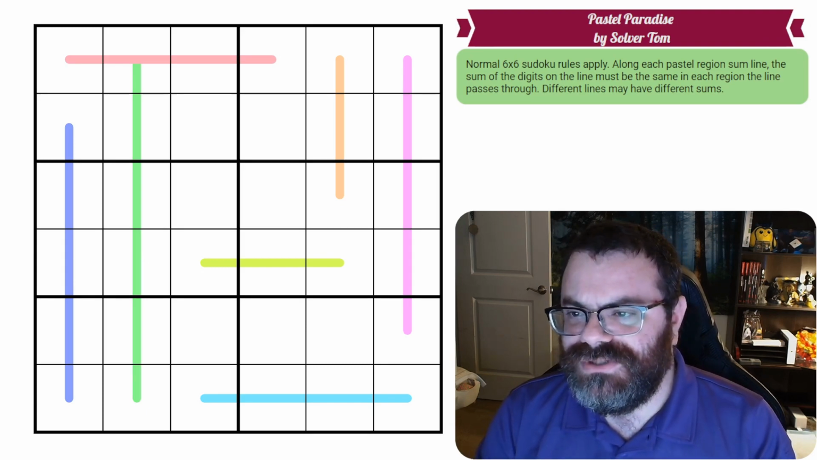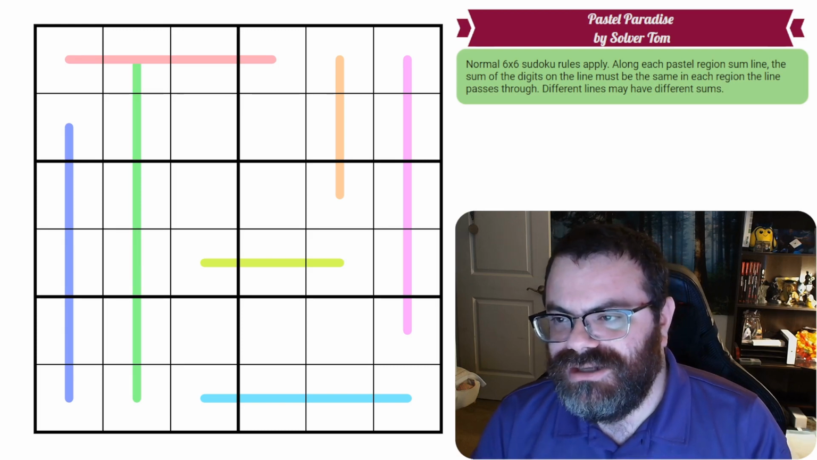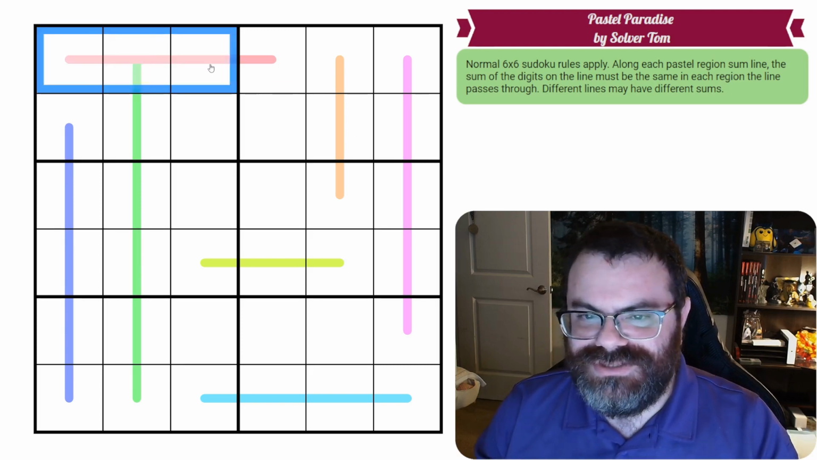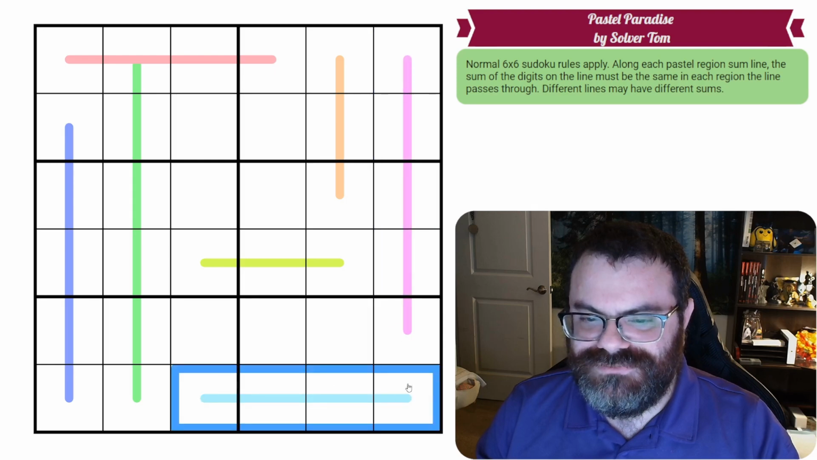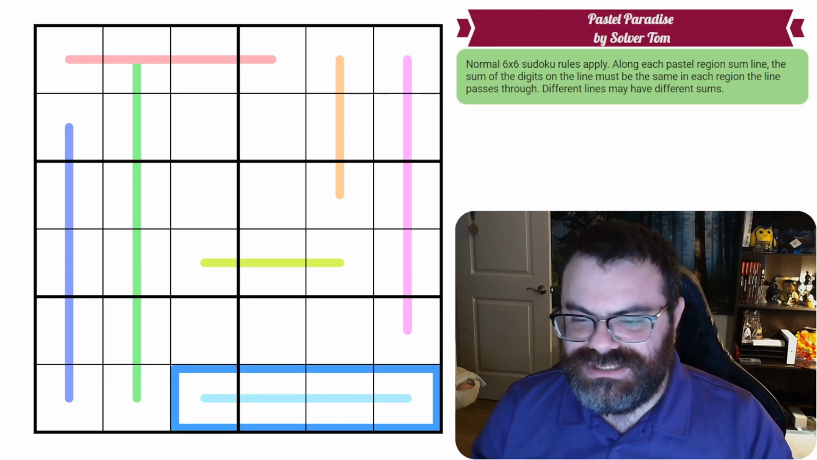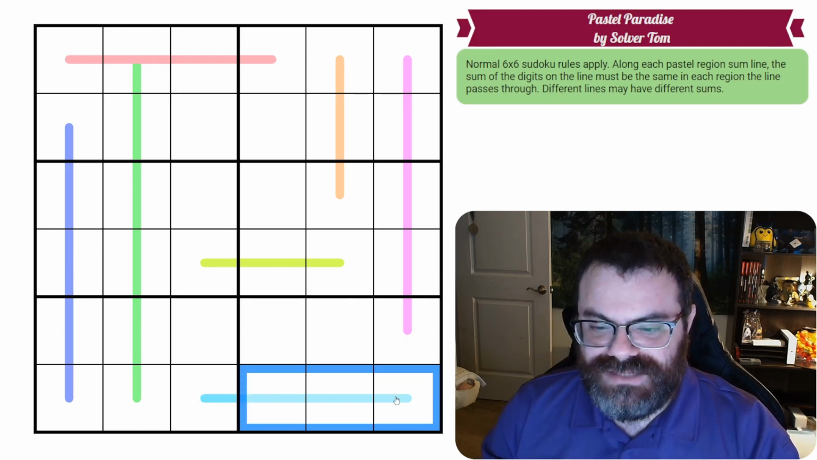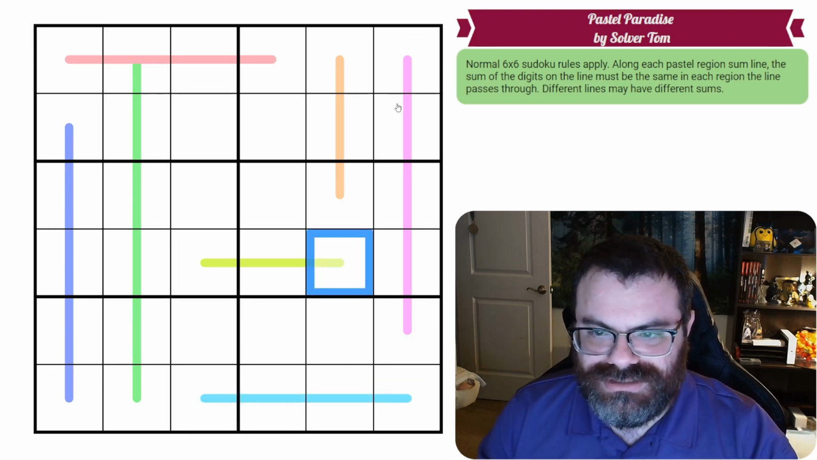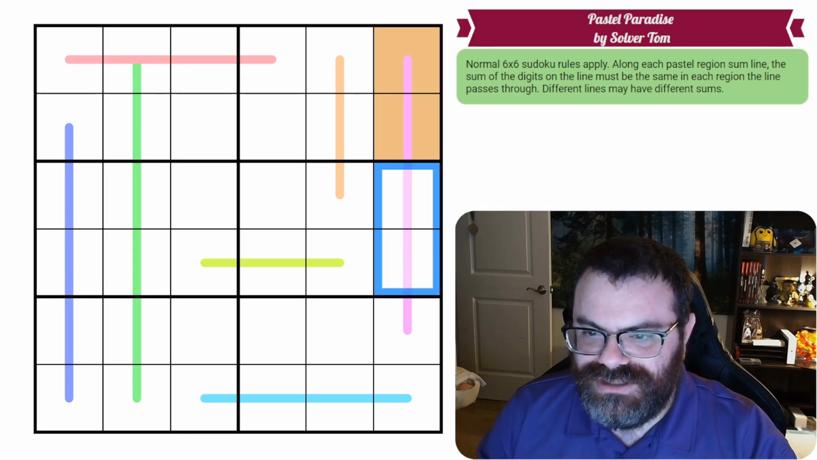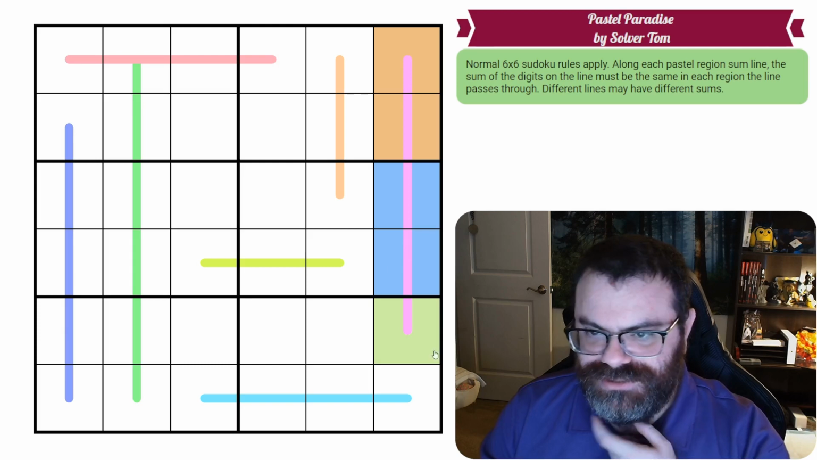But yeah, we've got normal 6x6 Sudoku rules, and along each pastel line, the color doesn't matter, it's just for flair, every single one of these lines has the same rule, which is the region subline rule. So what you do is you divide up the line. Let's color each segment of this line within each box a different color.